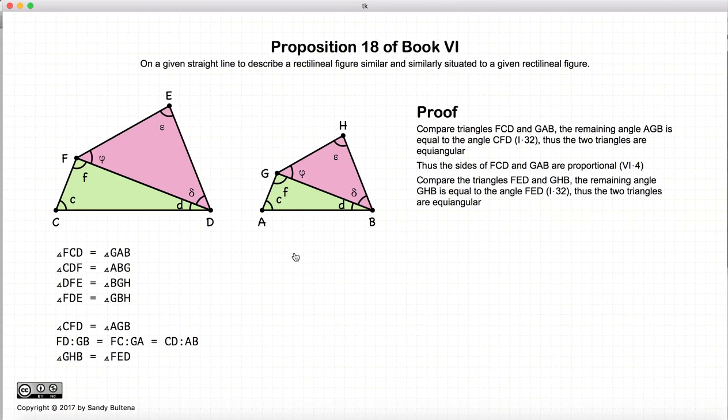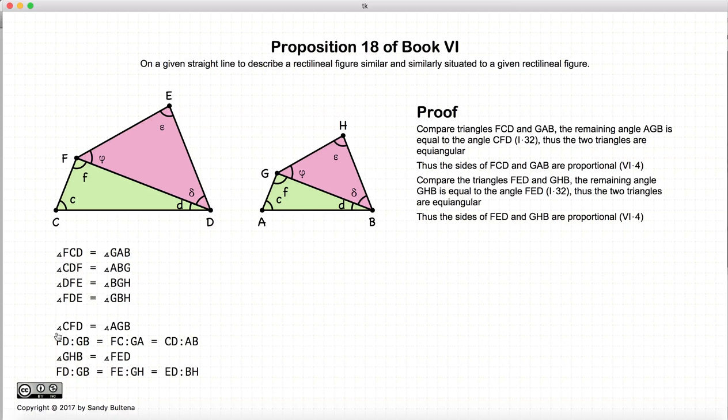And now if we look at the pink triangles, we have phi and delta, phi and delta. So the third angle must also be the same. Again, Proposition 32, Book 1. And now we have two equiangular triangles. And according to Proposition 4 of Book 6, if we have two equiangular triangles, the sides about the triangles are proportional. Again, more specifically, FD to GB is equal to FE to GH and ED to HB.